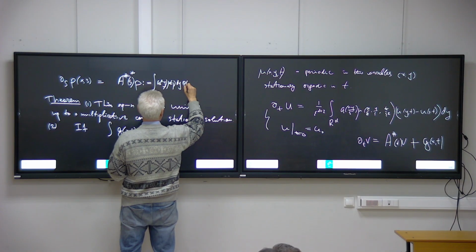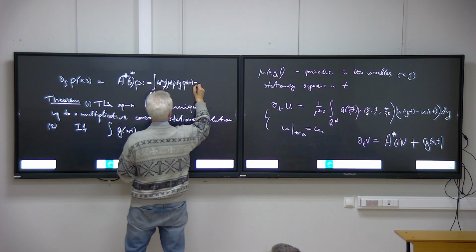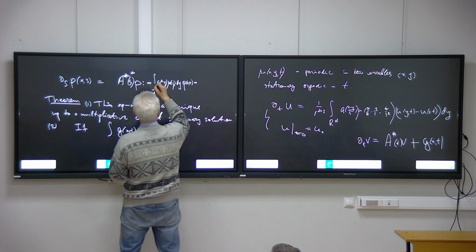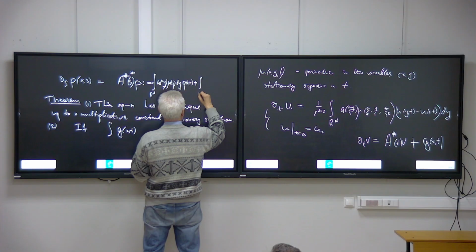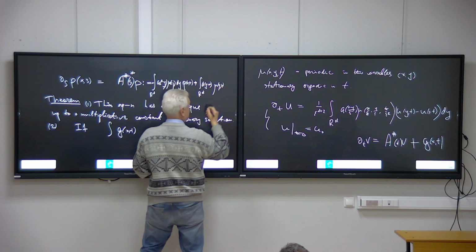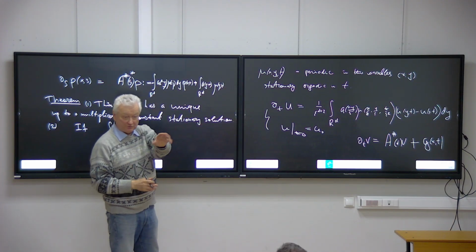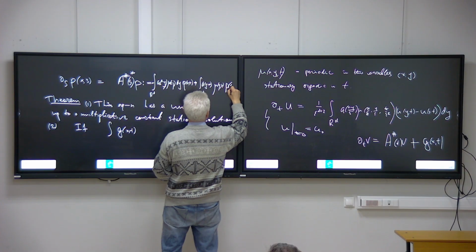p of x t, minus, and here plus, the integral over Rd of A of y minus x, mu of y x, the joint operator, we should change the order, P of y t dy.